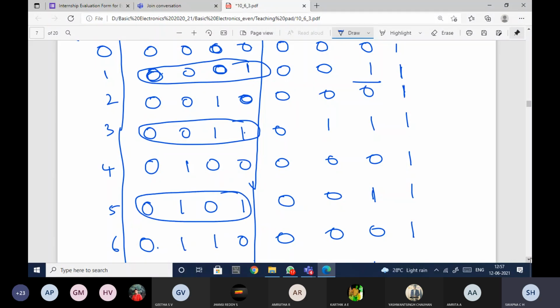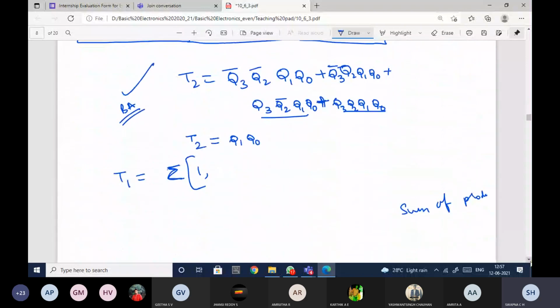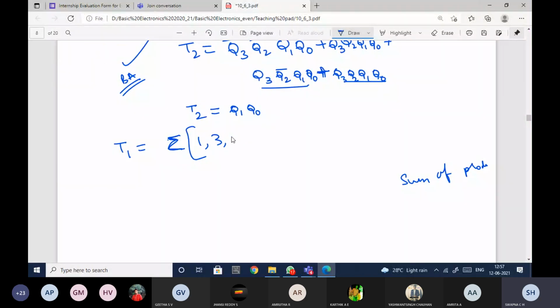So if you try to write the equation, it will be like summation. Wherever you have 1, that should be written in the equation. So it will be 1, 3, 5, 7, 9, 11, 13 and 15. In all these places you'll have 1. Sum of products can be generally represented as summation like this. So when you simplify this, you'll get Q naught.